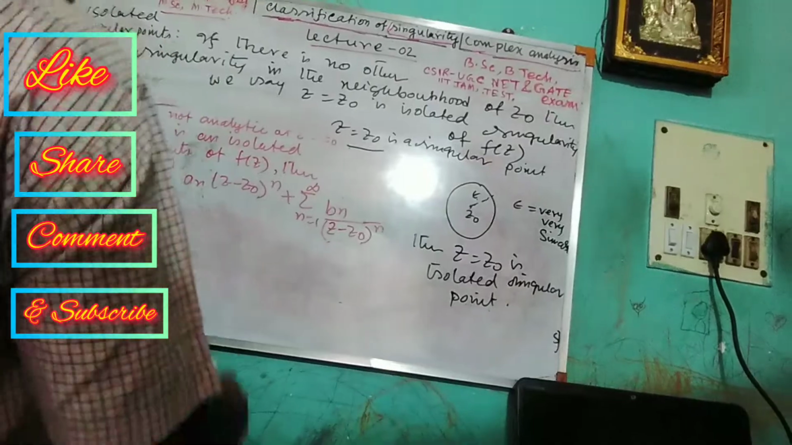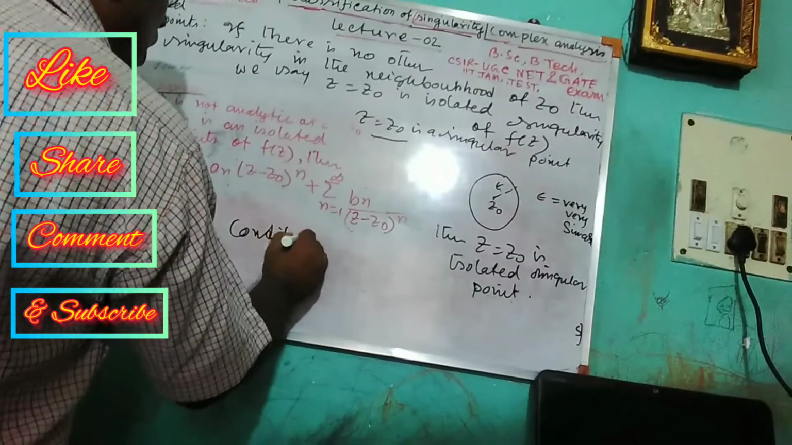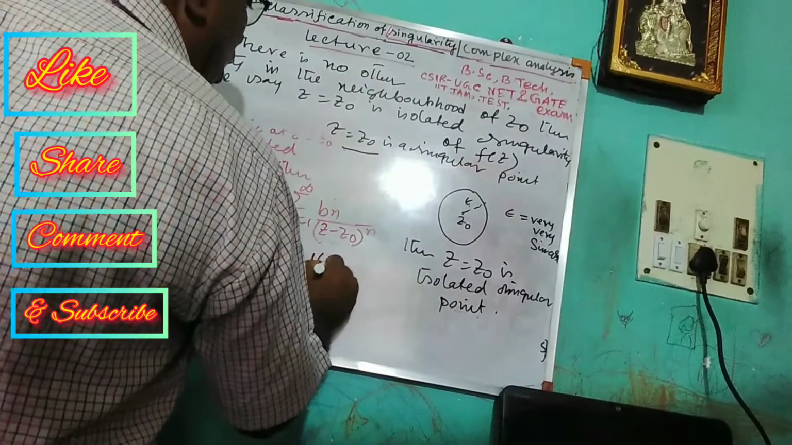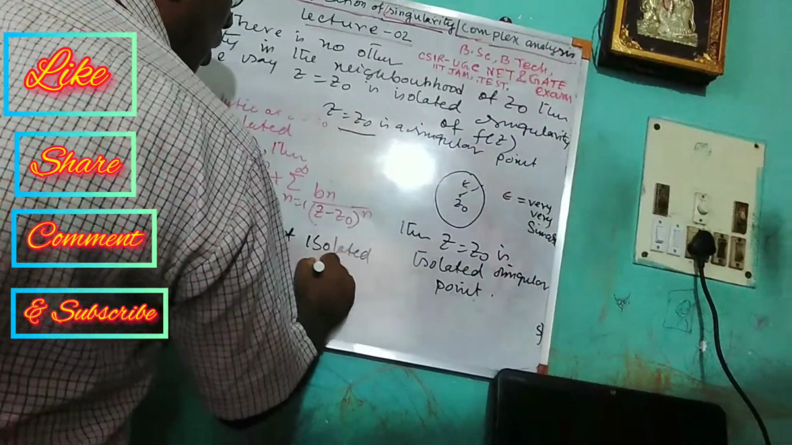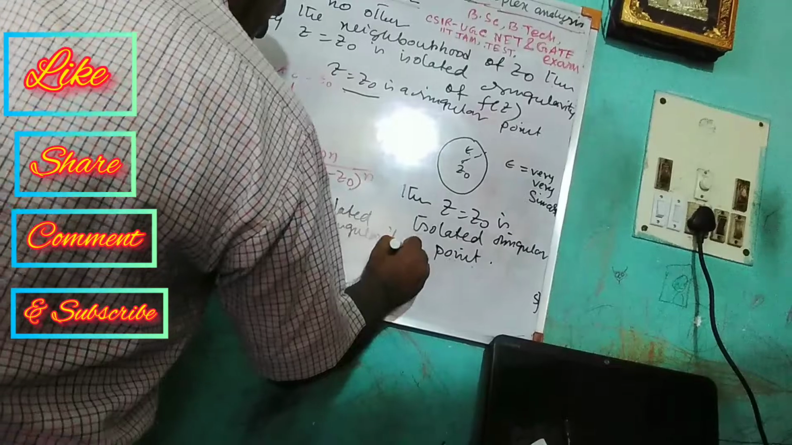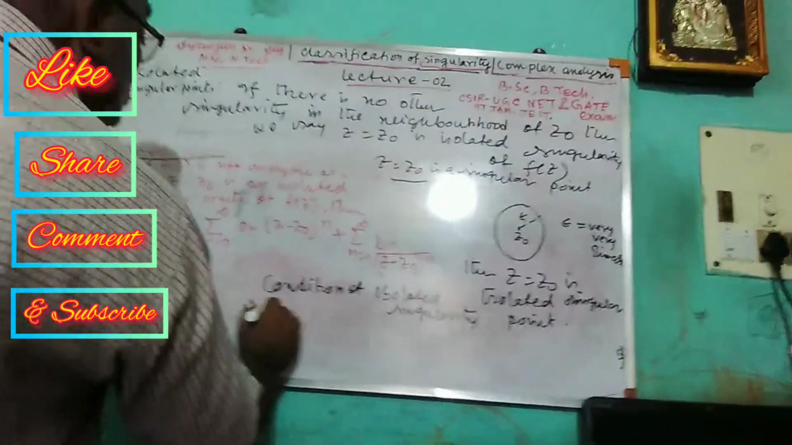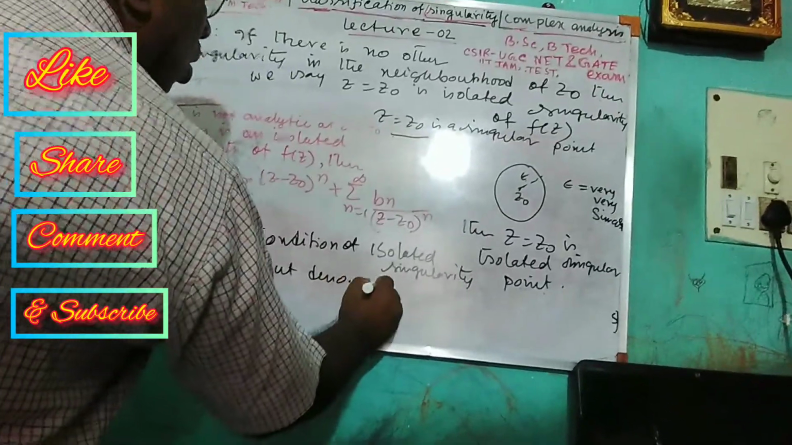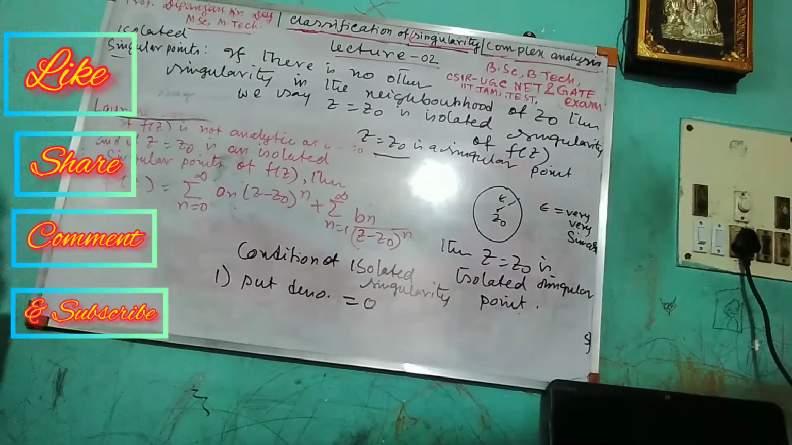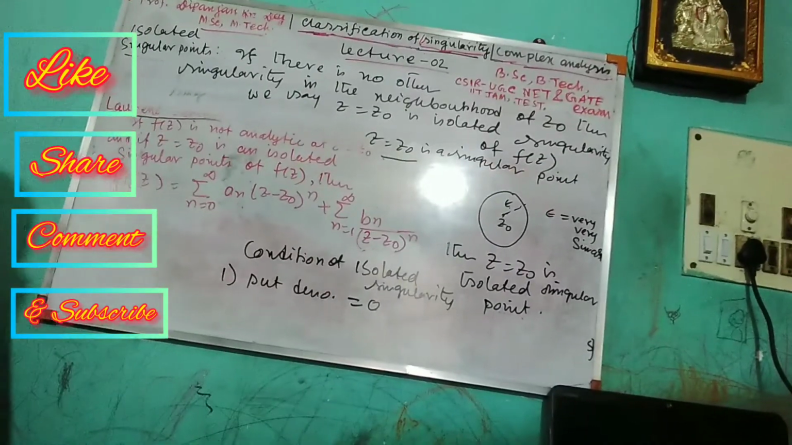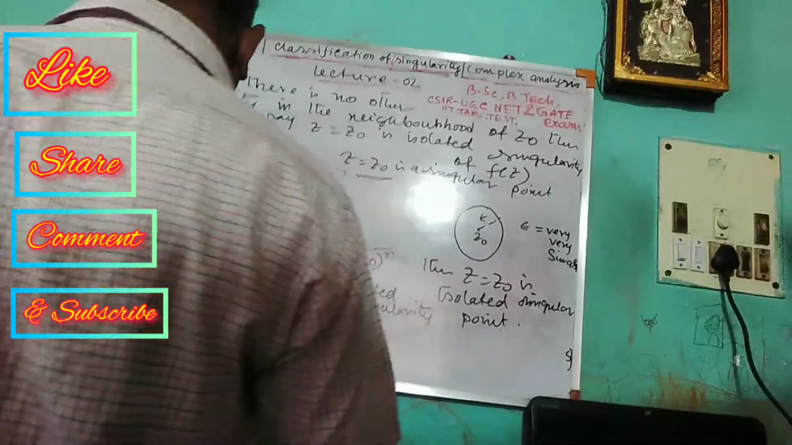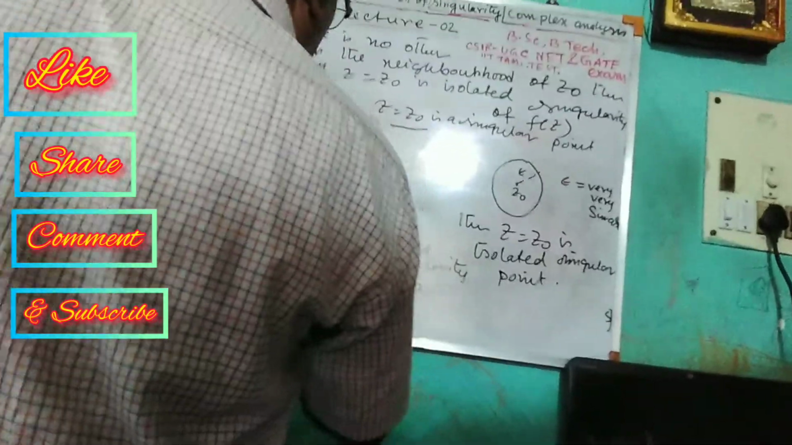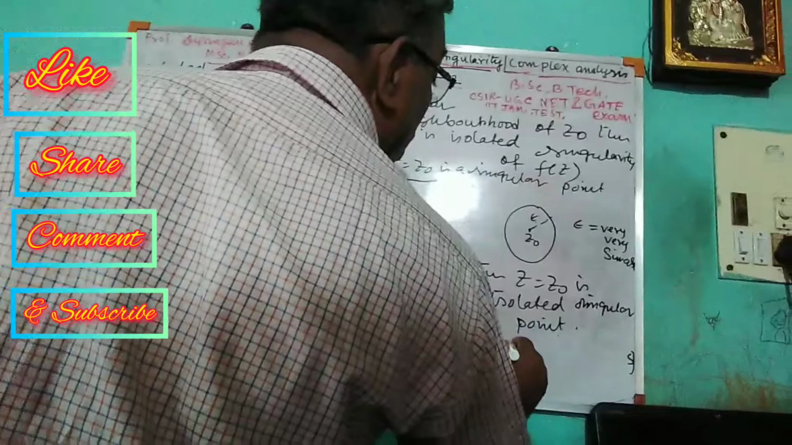Now, the condition of isolated singularity. When f(z) is given, how to get the isolated singular points? We have to put the denominator equal to 0 to calculate the singular points.